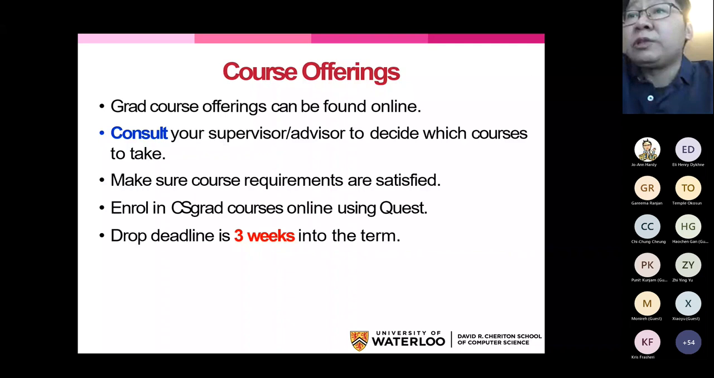Okay. I know in the past there have been some students who enroll in 3, 4, 5 courses and then try to, you know, shop around and figure out which courses they want to take, and then drop some of these courses in the second or third week. Unfortunately, this makes it very difficult for us to make sure that everyone gets to take the courses that they want to take, right?